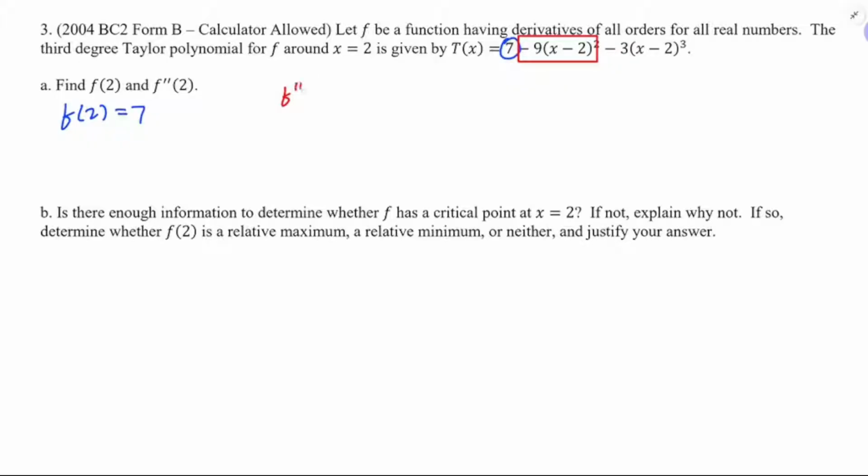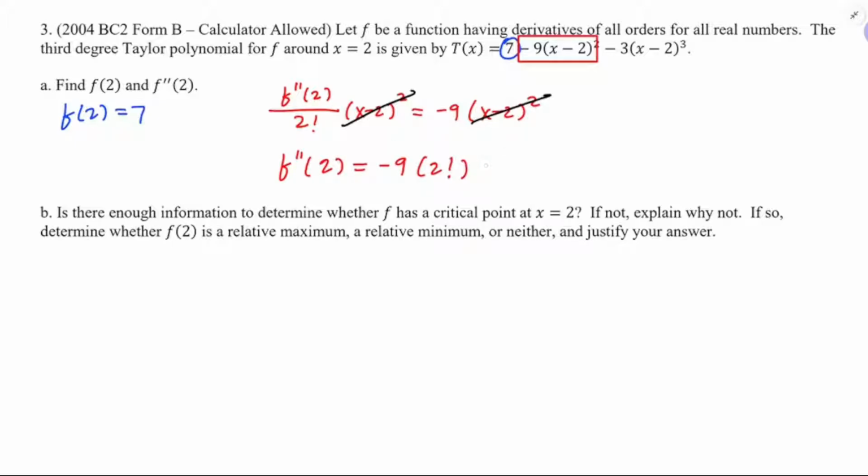So f double prime of 2 divided by 2 factorial multiplied by x minus 2 squared is equaling -9 times x minus 2 squared. First order of business, get rid of the x's, then multiply both sides by 2 factorial. So f double prime of 2 is going to equal -9 times 2 factorial, which if you wanted to multiply that would be -18, but you wouldn't have to. Is there enough information to determine whether f has a critical point at x equals 2?